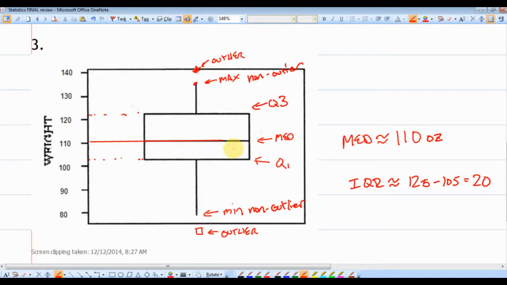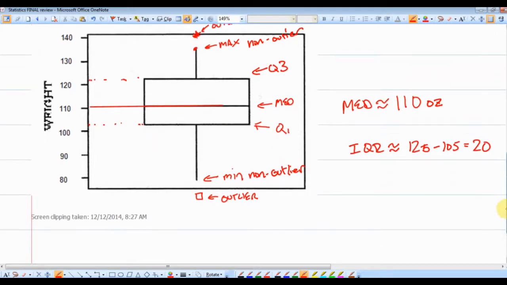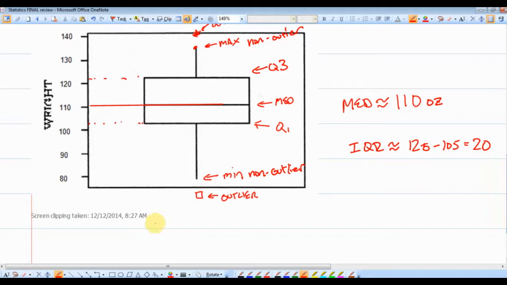I forgot. Can you find the mean from a box plot? No. Okay. You can approximate it based on shape and median, but that's the best you can do. Okay. Also, you can't tell the number of observations. Okay. Maybe I should write that down here. You can never.